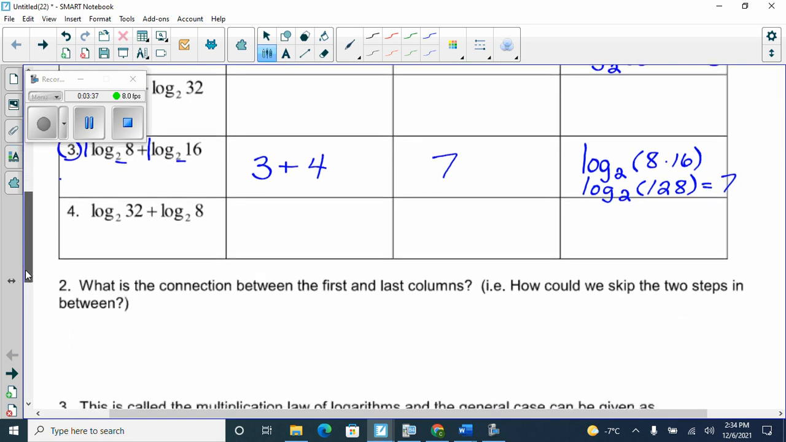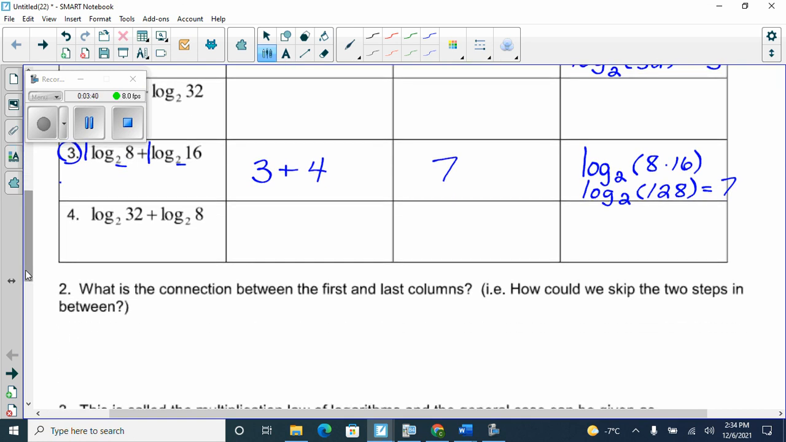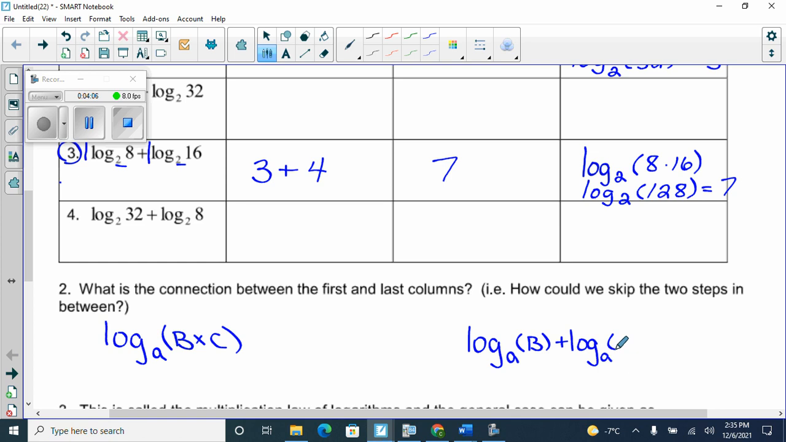Okay? So what's the connection between the first and last columns? How can we skip the 2 steps in between? Well, they say if you have log base A of B times C, let's say. So if I multiply it out, most people are really good at this way. I'll show you. Log base A of B plus log base A of C. Most of you will say, hey, they're both base A, they have plus 1s in front, I can go log base A of B times C. Most of you can do that way.